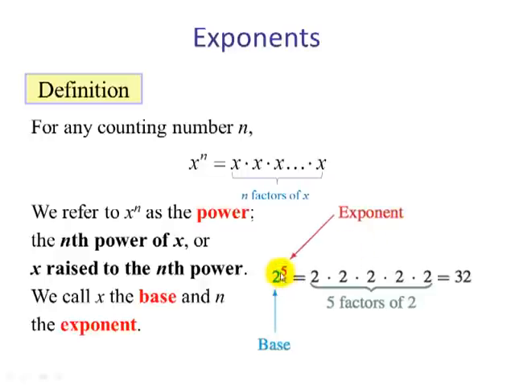So in this example here we have a base of 2. The exponent is 5, and that means we multiply the base 5 times. There are 5 factors of 2. So 2 times 2 times 2 times 2 times 2 is 32.